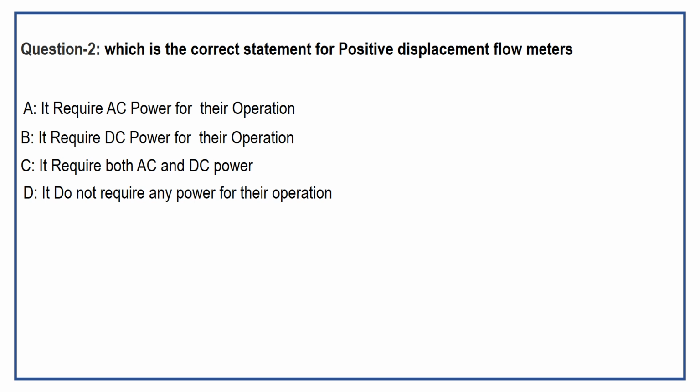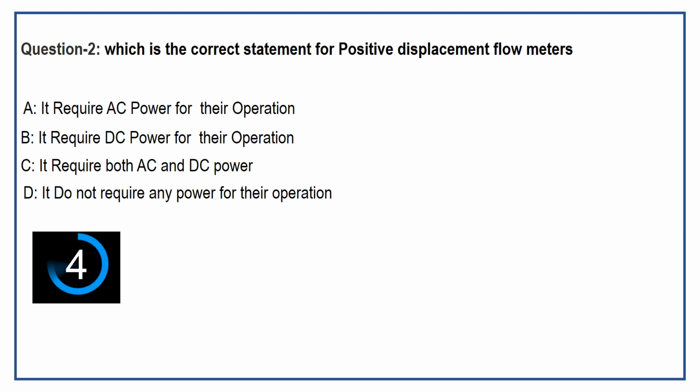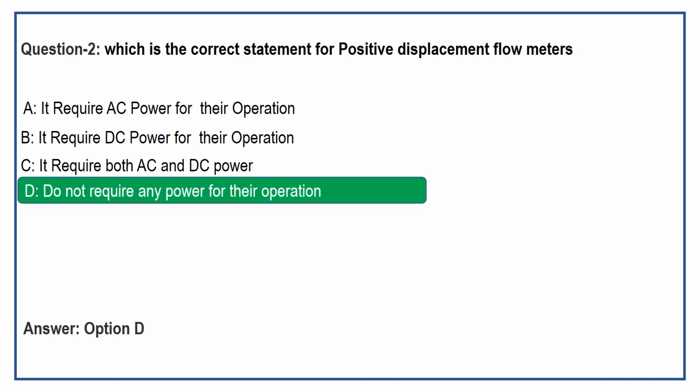Next question is, which is the correct statement for positive displacement flow meter? Option A, it requires AC power for their operation. Option B, it requires DC power for their operation. Option C, it requires both AC and DC power for their operation. Or option D, it does not require any power for their operation. And the correct answer is option D, it does not require any power for their operation.